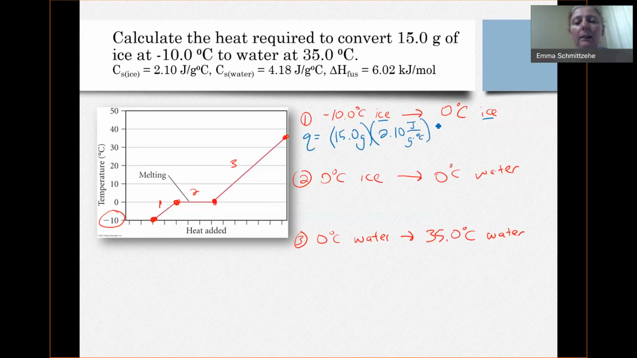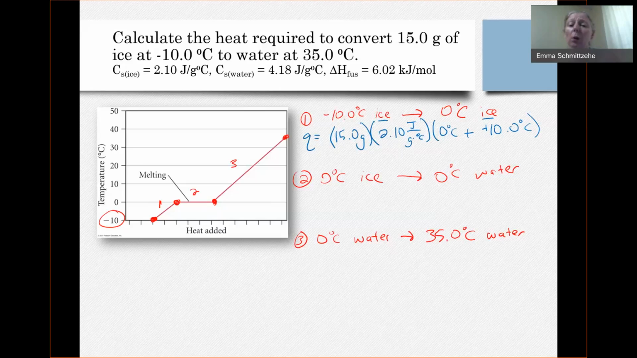And then I take my change in temperature. So my final is 0 degrees C, and my initial is negative 10 degrees C. So I'm taking 0 minus negative 10. And that 0 is the freezing point or melting point of water, so that's exact. That's not going to affect my sig figs.